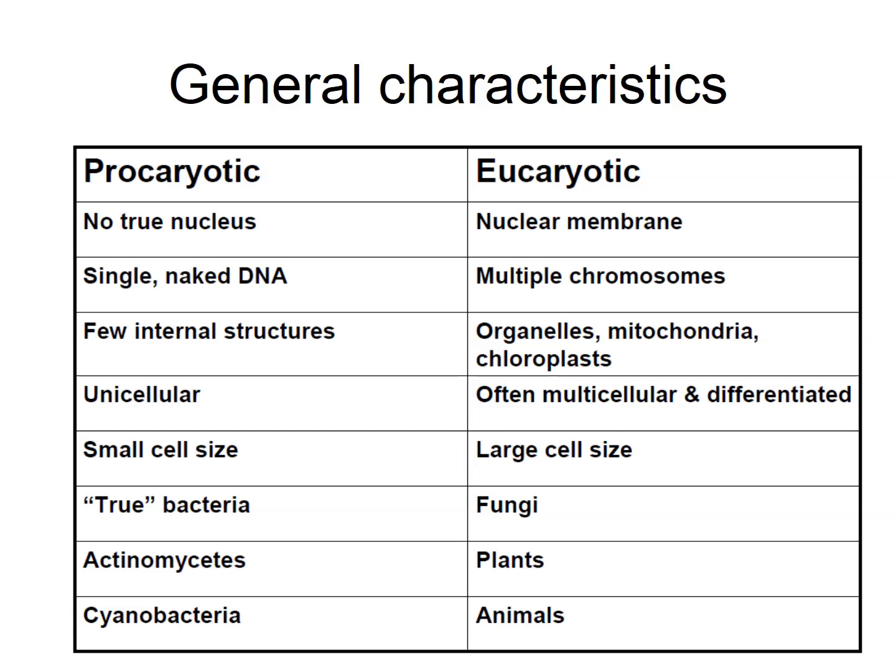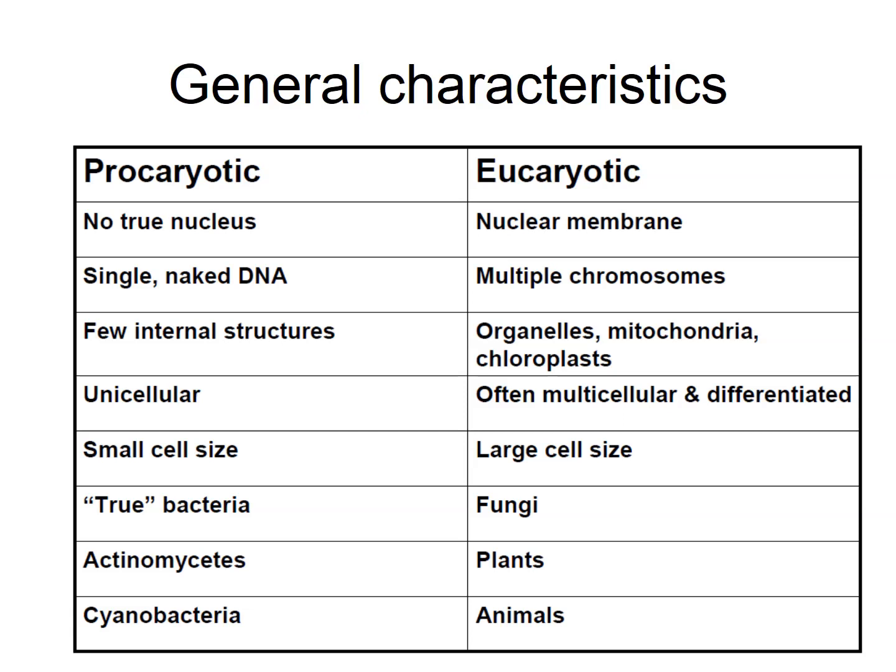As we said, bacteria are mainly in the group of prokaryotic cells. They don't have a true nucleus. Their DNA is swimming in the cytoplasm with no known proteins. There are few internal structures. It is often unicellular, and the cell size is comparably small to those of eukaryotes. We call them the true bacteria, and examples of bacteria can be actinomycetes and cyanobacteria.